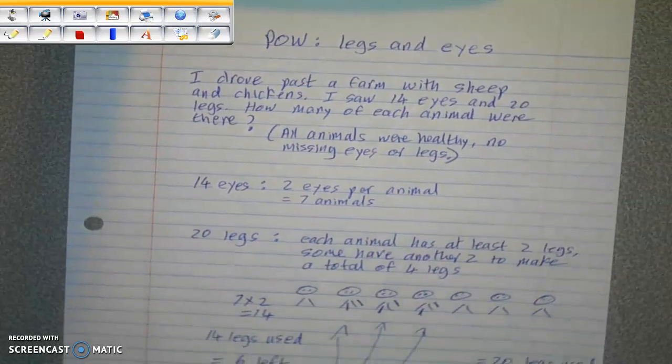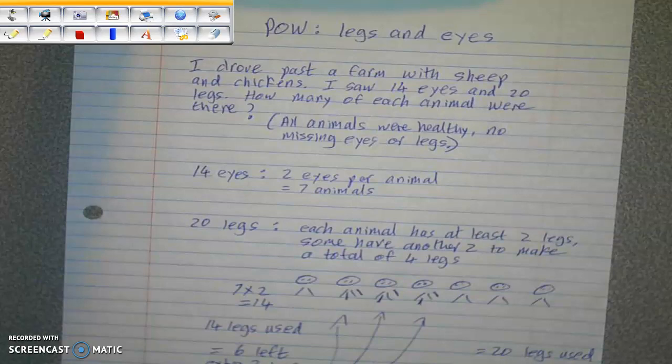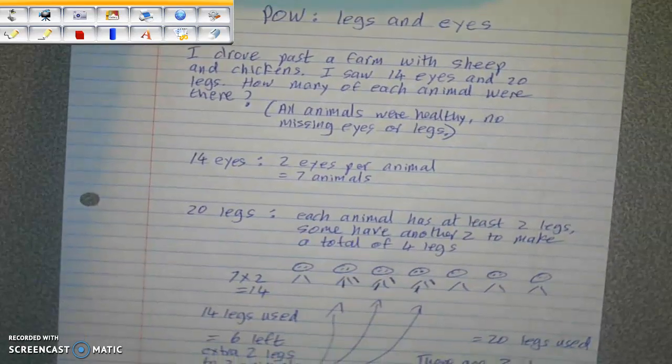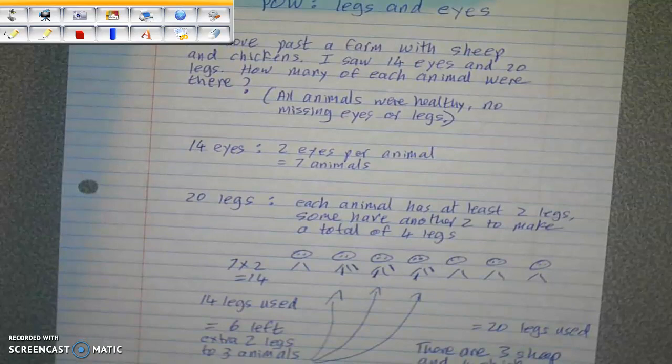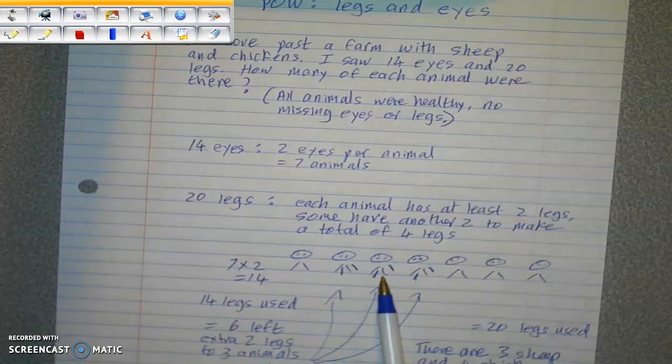The problem really comes with the legs, because the sheep has 4 legs and the chicken has 2 legs. So what we can do is, we know that each animal has at least 2 legs. So I'm going to use up some of the 20 legs I have across the 7 animals by giving each animal 2 legs. So when I give each animal 2 legs, that uses up 14 of my 20 legs, which means that I have 6 legs left over, and I can give an extra 2 legs to each of 3 animals.